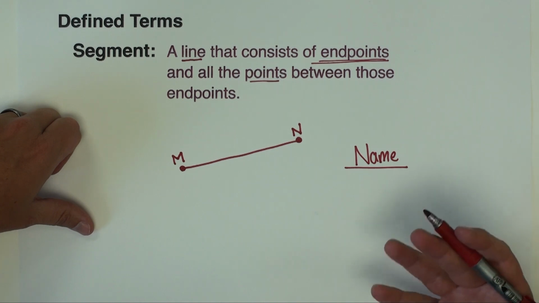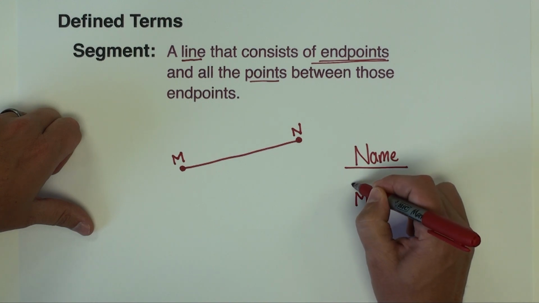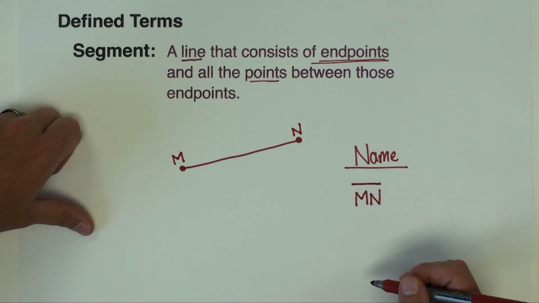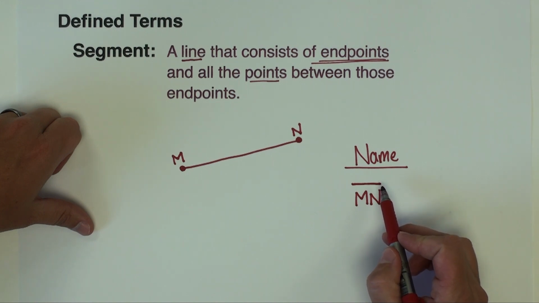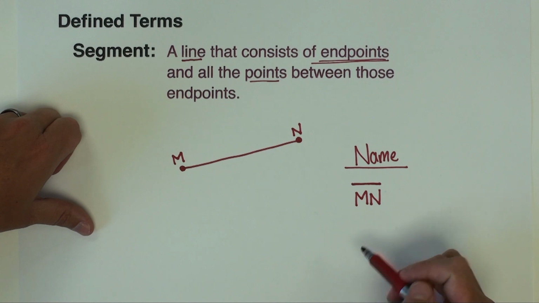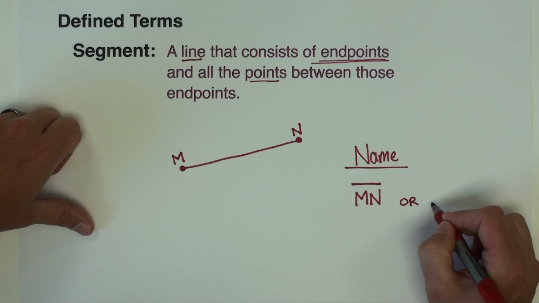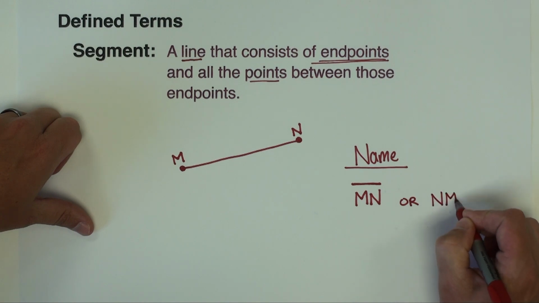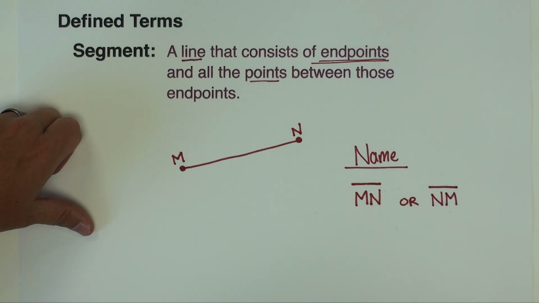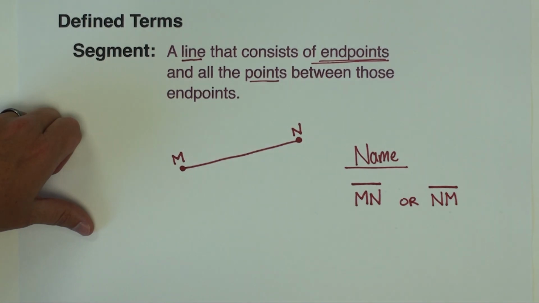And I'm going to name this very similar to how I name the line. I'm going to use those two endpoints, and above them, I'm just going to do a segment bar. Notice the difference between the line and the segment is I don't put arrows on the ends. If I put arrows on the ends, then it means something different. I could, of course, also change the order of those points and call it segment NM. Either of those two would be an appropriate name for this particular image.